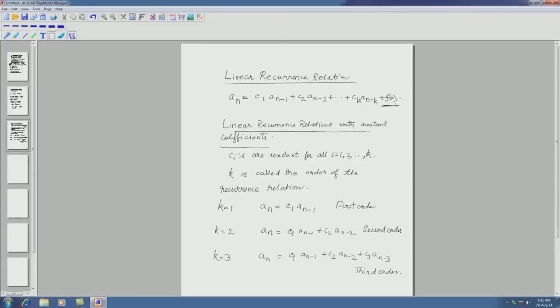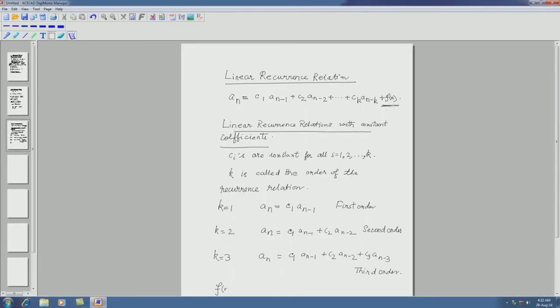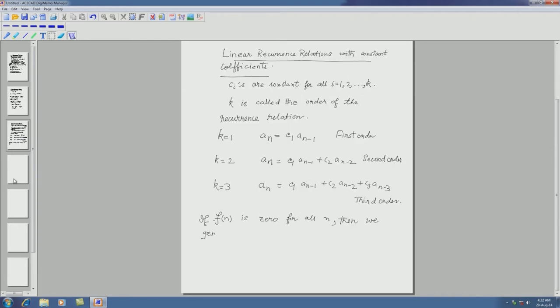Then we question, what about this f n? This f n can be identically 0, that means it is possible that f n is 0 for all n. Now, if f n is 0 for all n, then we get a n equal to c 1 a n minus 1 up to c k a n minus k.